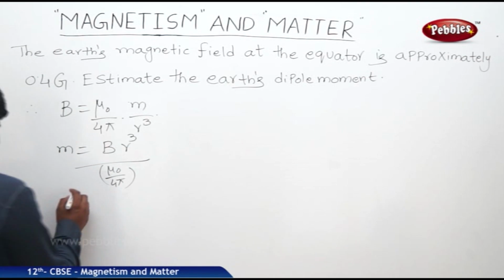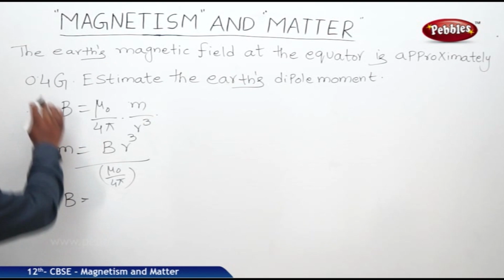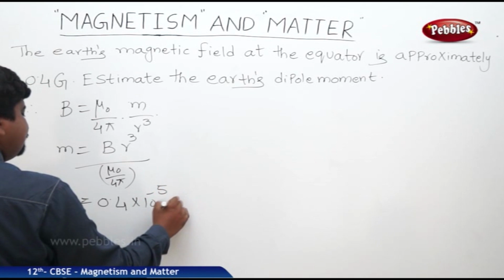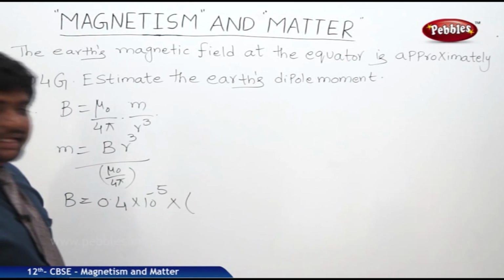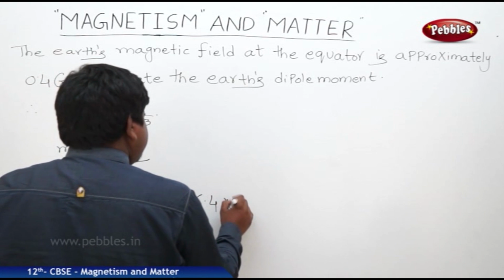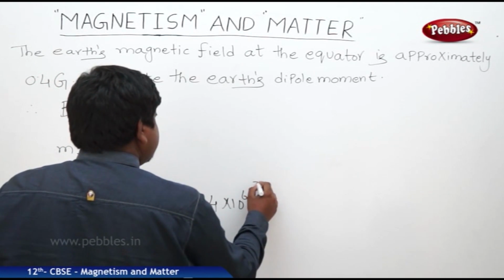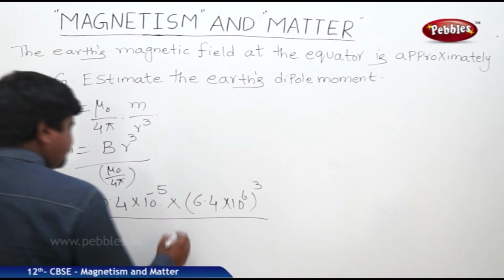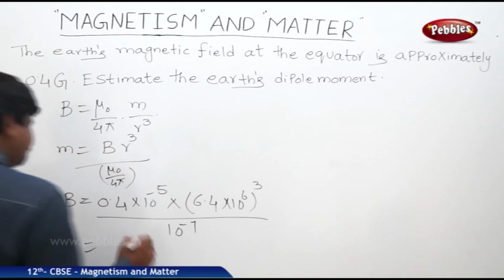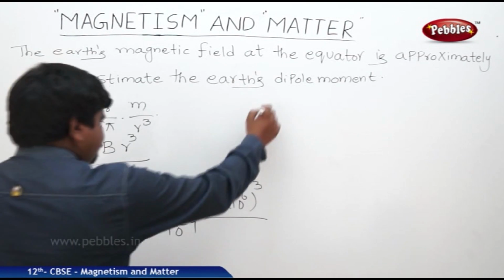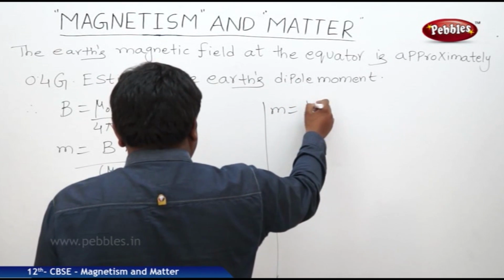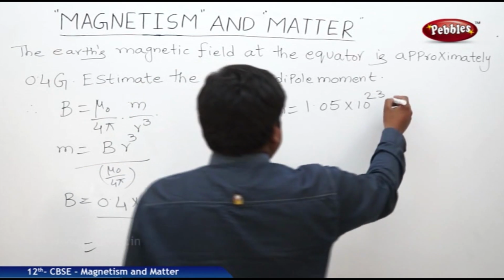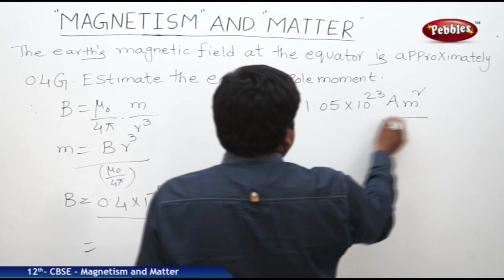Here we know the B. So the B value is 0.4 G, meaning 0.4 into 10 to the power of minus 4 Tesla. R is the radius of the earth, it is 6.4 into 10 to the power of 6 meters. Cube is there, that's why we are applying the cube. Mu naught by 4 pi is nothing but 10 power minus 7. So if you substitute all the values, we will get the Earth's dipole moment 1.05 into 10 to the power of 23 ampere meter square.